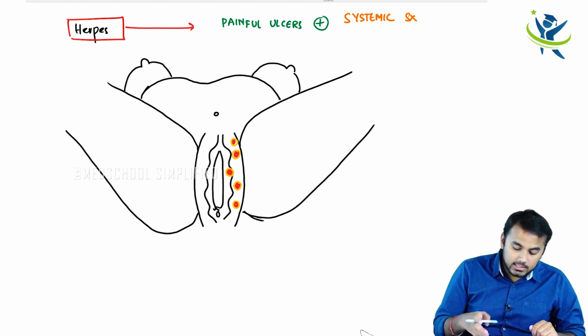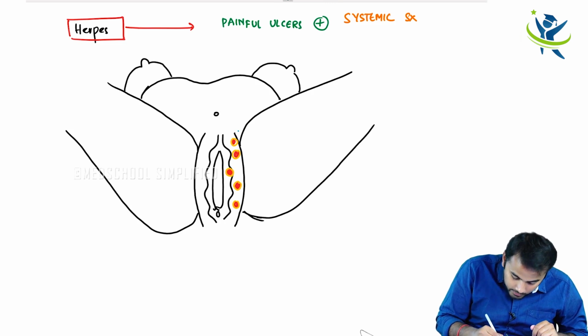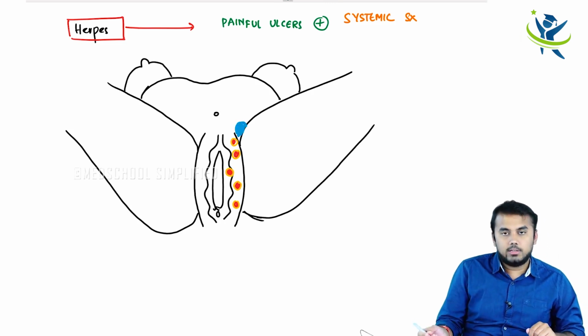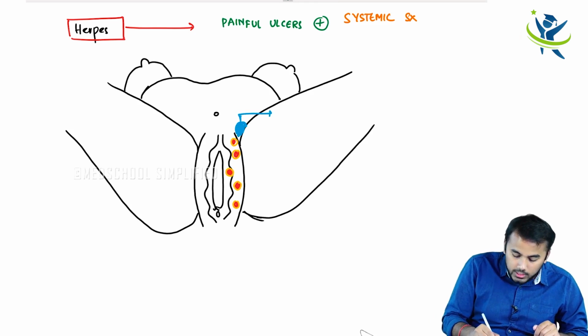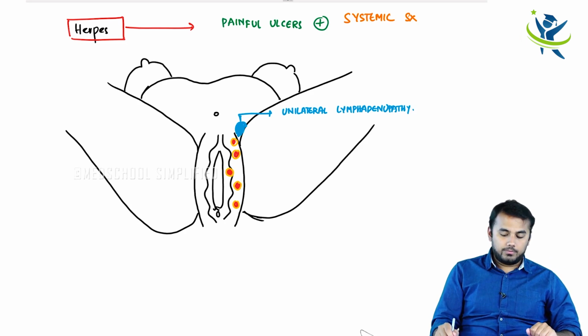And second important thing is that in the females, one very interesting thing you will find is a swollen lymph node on one side only, not two sides. So this is called as unilateral lymphadenopathy. You will find unilateral lymphadenopathy.